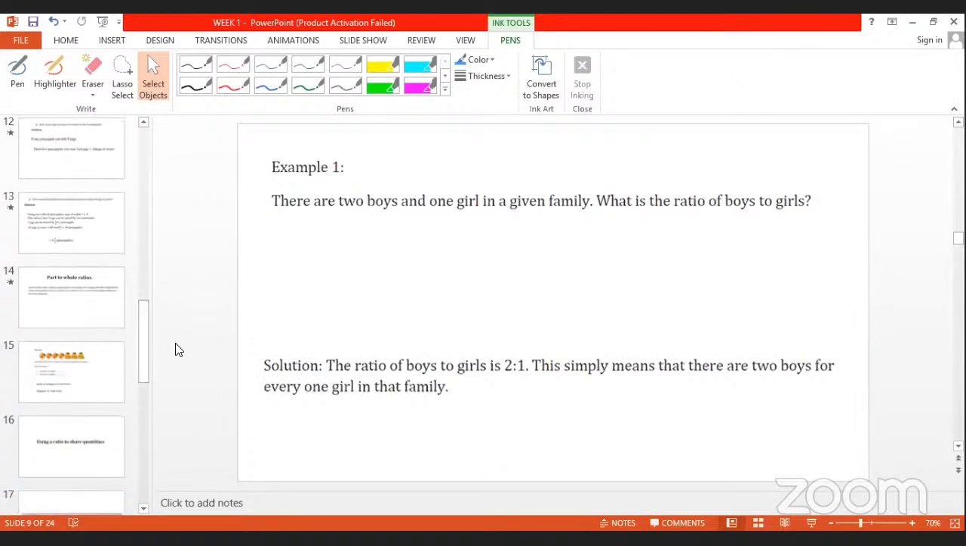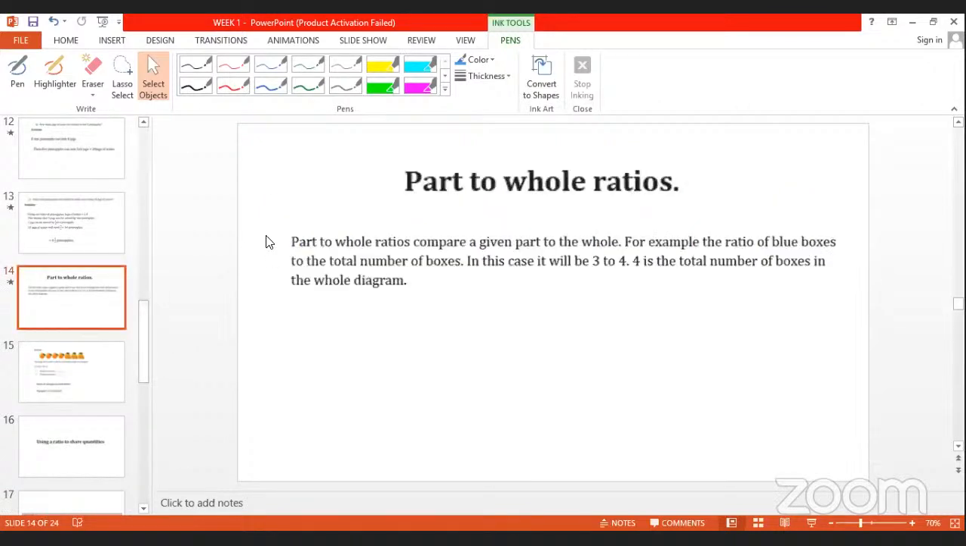Okay, so that's what we looked at. And maybe another last thing that we saw was this part to a whole ratio, where we say that we can compare our ratios with the total number. Take an example. If I am having a ratio 3 to 4, if I'm sharing something, the total ratio here is 3 plus 4, which is 7.